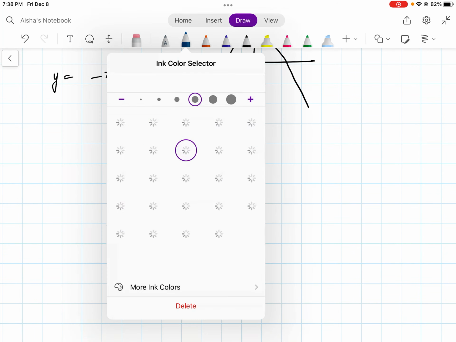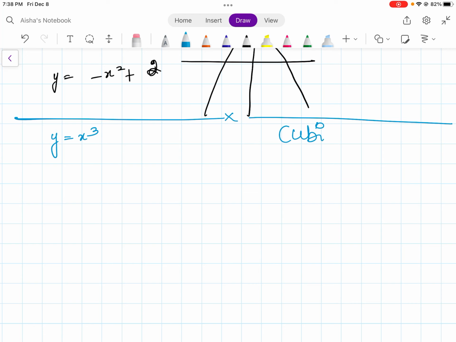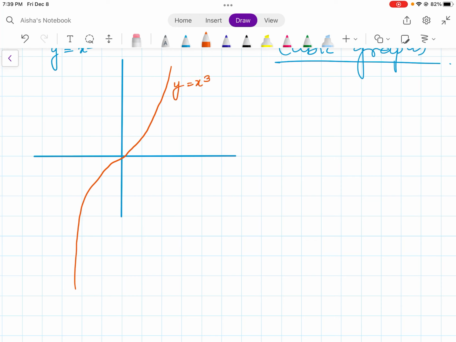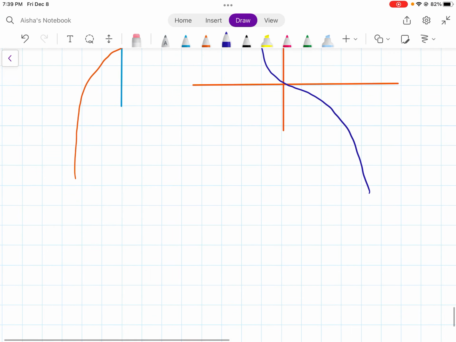Y is equals to, if you talk about a basic cubic graph, ठीक है, and if it's y is equals to minus x cube, this is how it looks like, passing through the origin. अब इसकी वेरिएशन पे आते हैं.